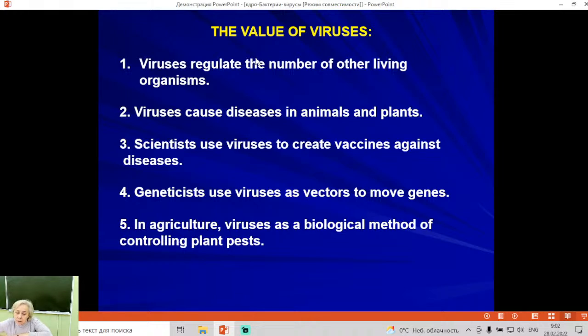Significance of viruses, the value of viruses. Viruses regulate the number of other living organisms. Virus is an element of biosphere. Viruses cause diseases in animals and plants. Scientists use viruses to create vaccines against diseases. Geneticists use viruses as vectors to move genes. For example, in agriculture, viruses are a biological method of controlling plant pests.